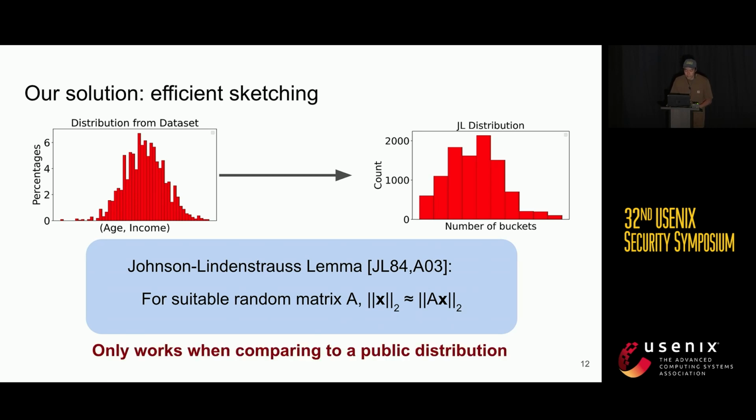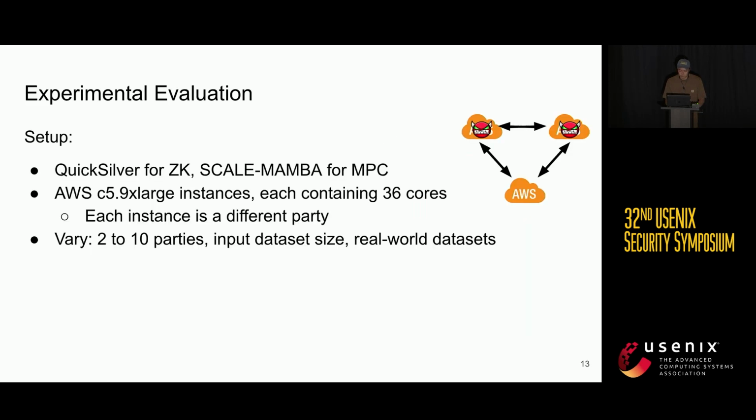And this matrix vector multiplication is very efficient and can be done in a constant number of operations. The only issue with this is that our approach only works when comparing a party's secret dataset distribution to a public distribution. But if you want to compare two parties' secret datasets with each other, this approach will not work, and we leave it as an open question as to how to solve this.